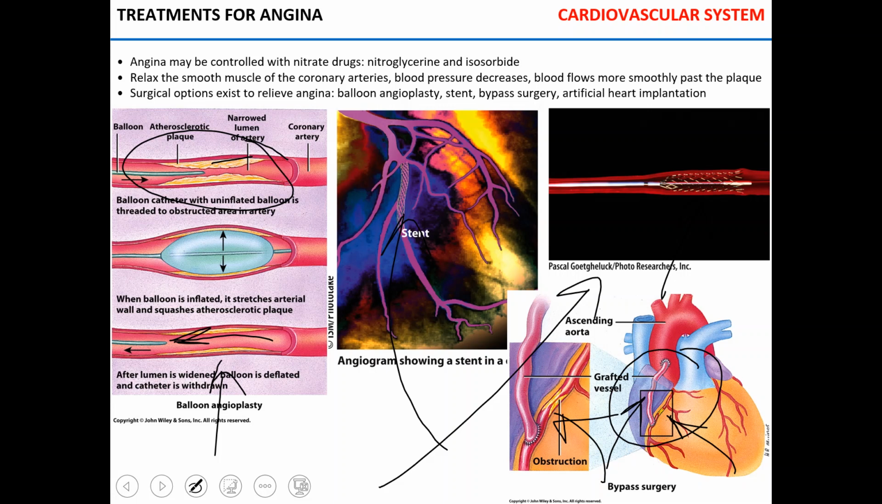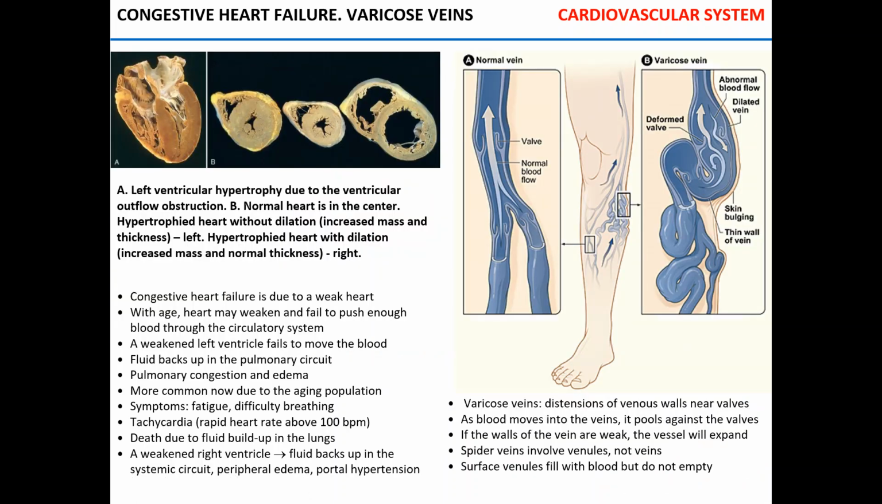Now, the last couple of conditions that we're going to talk about, the congestive heart failure and varicose veins. So congestive heart failure, you see here, the left and the right, two hearts with a cardiomyopathy. Left, you have non-dilated cardiomyopathy. The cardiac muscle becomes too thick on the left side, so the volume of the ventricle decreases. And on the right side, here, you can see a very much dilated left ventricle, and the cardiac muscle just cannot contract efficiently when it's that much stretched.